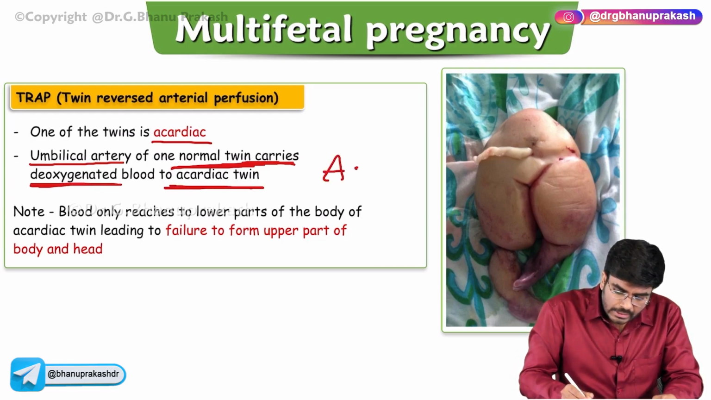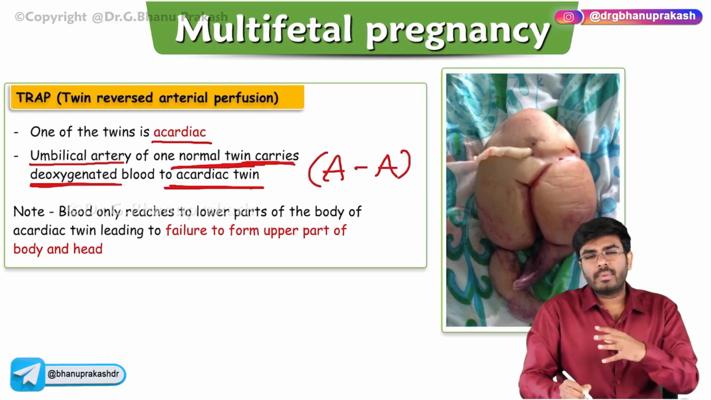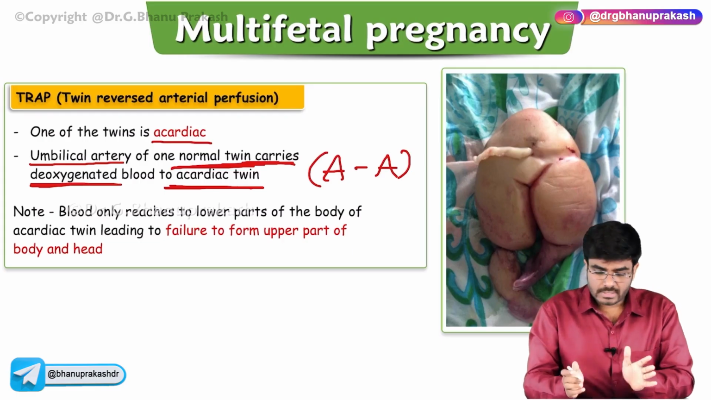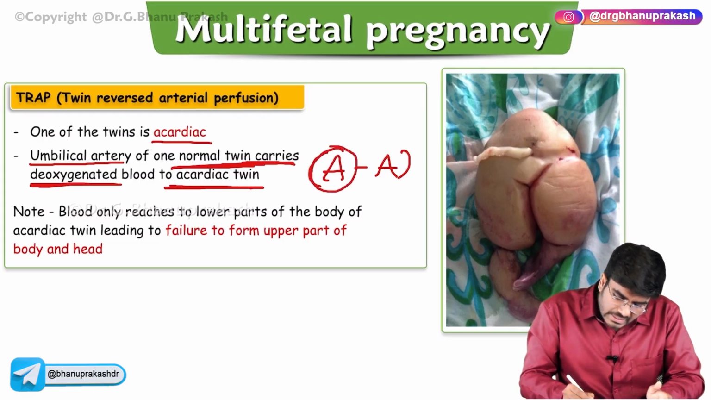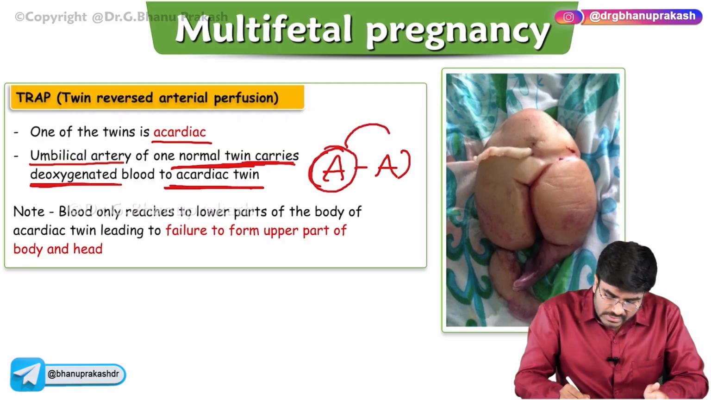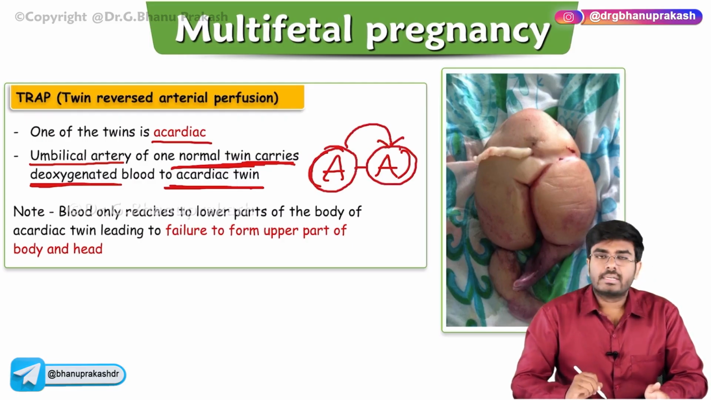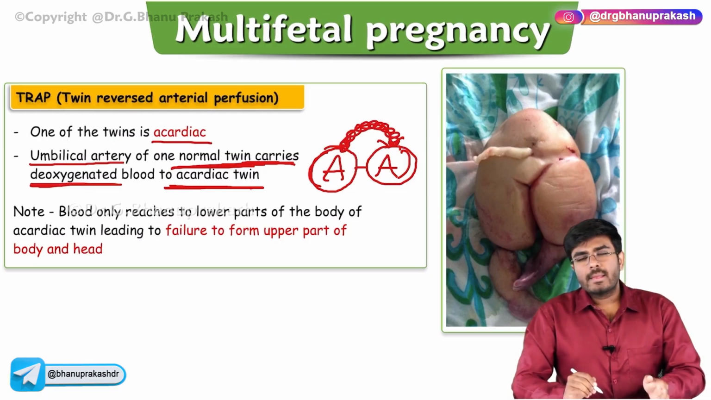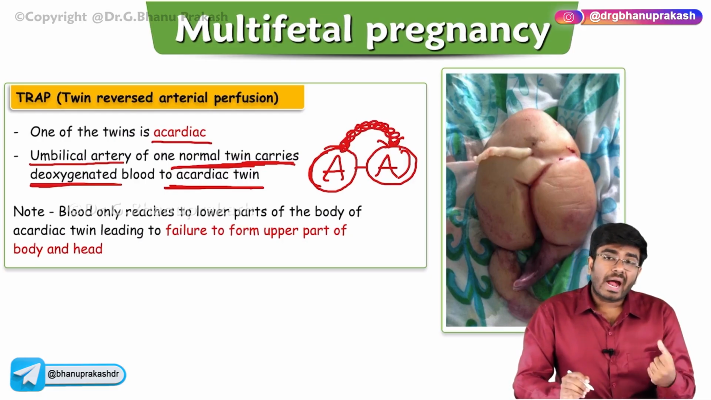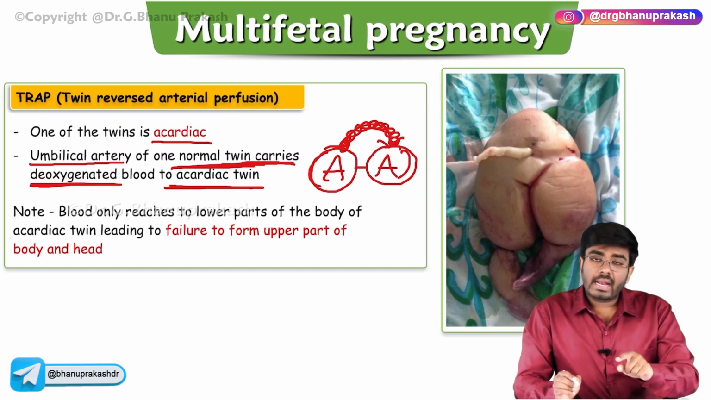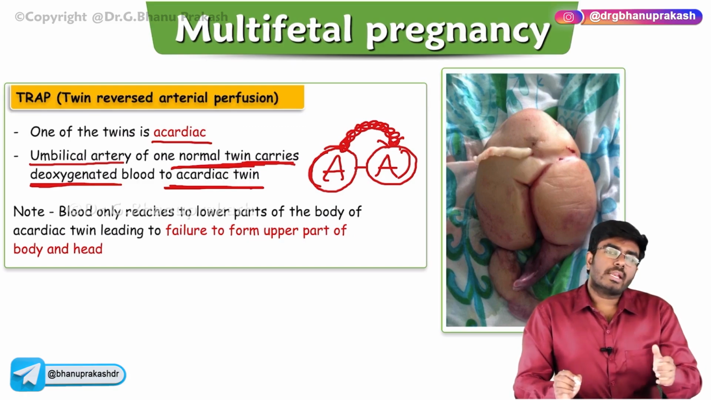See, there is this arterial anastomosis. One baby is not at all having the heart, so there is no such thing as pressure difference. So the umbilical artery of a normal twin is carrying deoxygenated blood to the acardiac twin. So what happens? All the blood is going to the acardiac twin. See, as there is no heart in the acardiac twin, the circulation cannot happen.